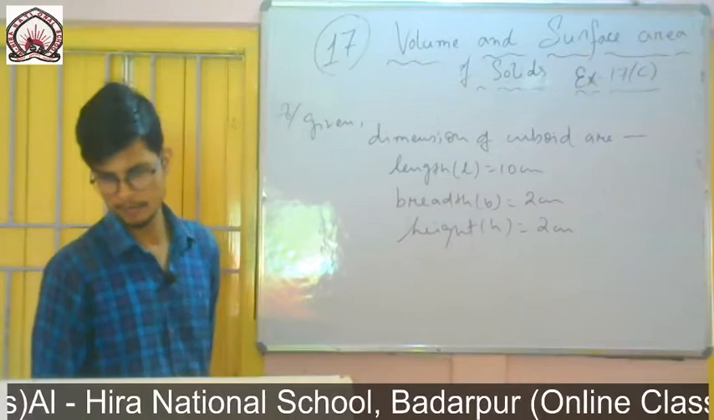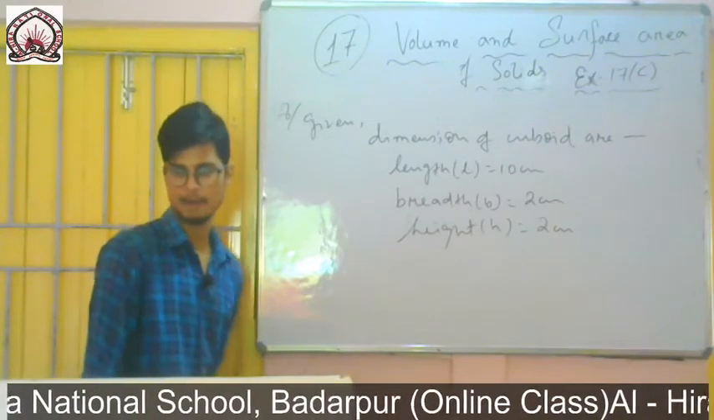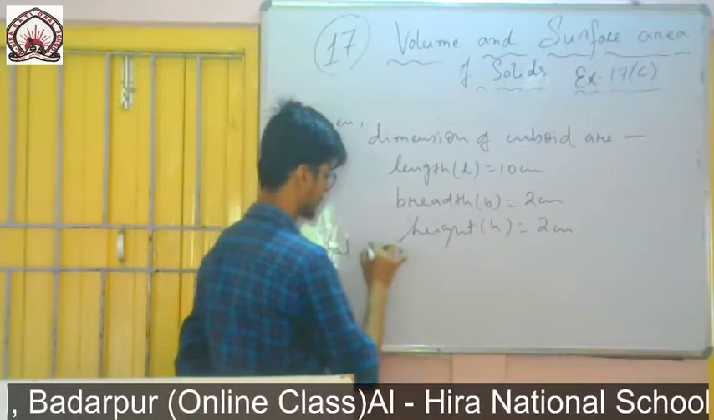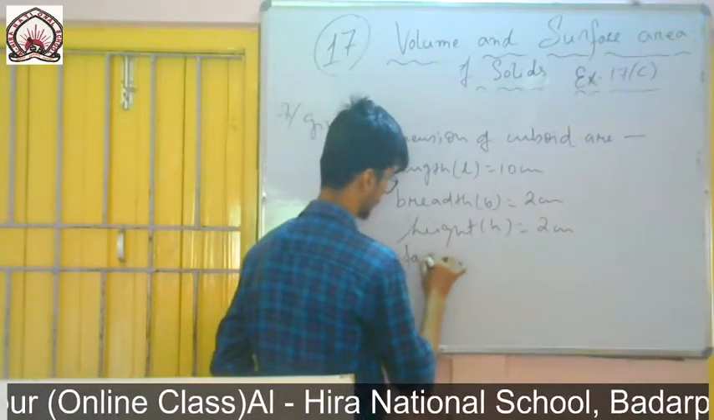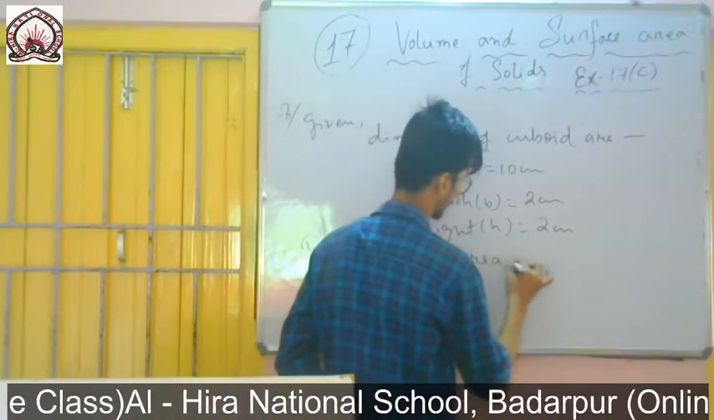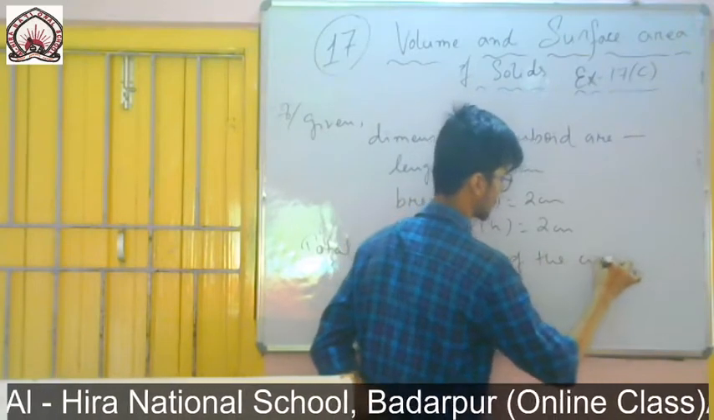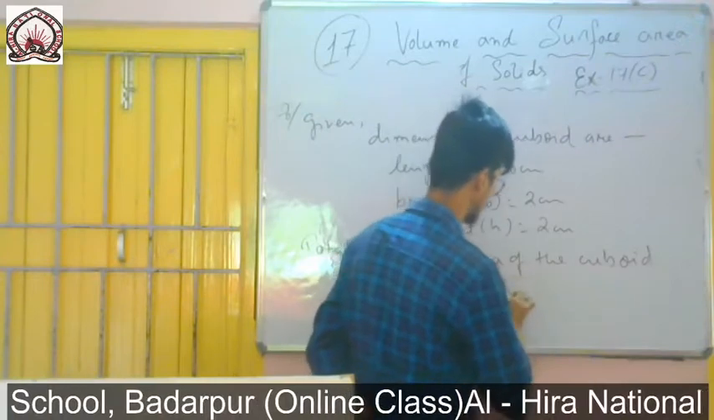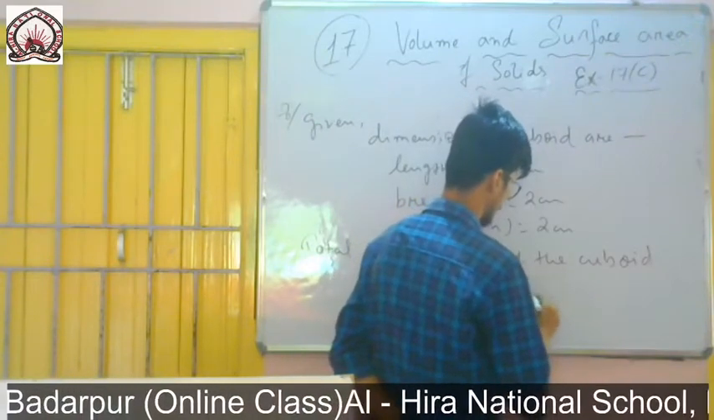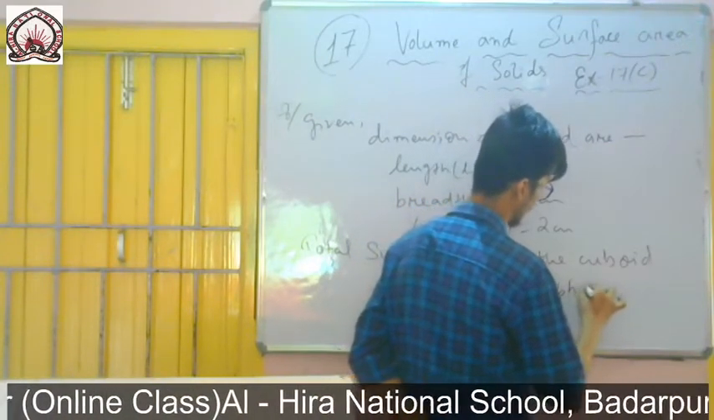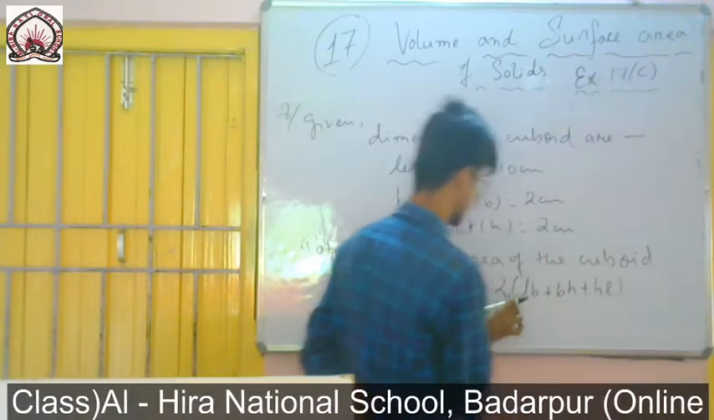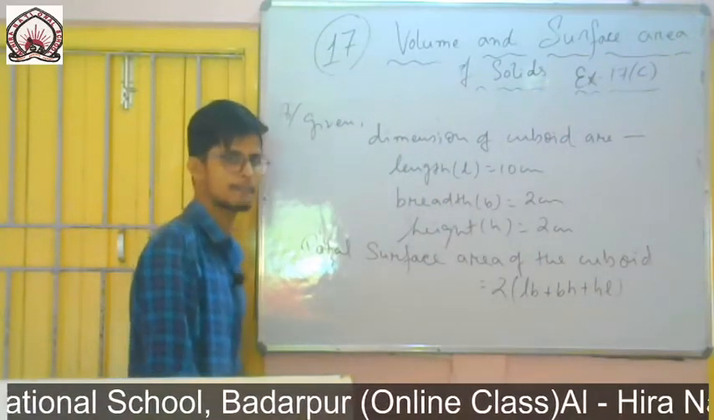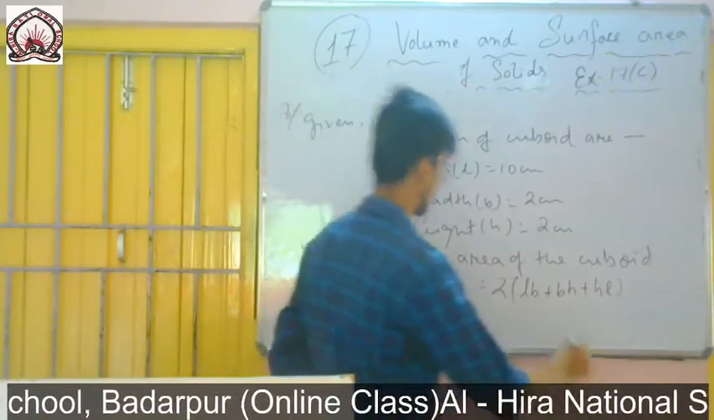So now I will find the total surface area of the cuboid. Therefore total surface area will be equal to 2 into LB plus BH plus HL. Earlier I have not said this one. 2 into length into breadth plus breadth into height plus height into length.